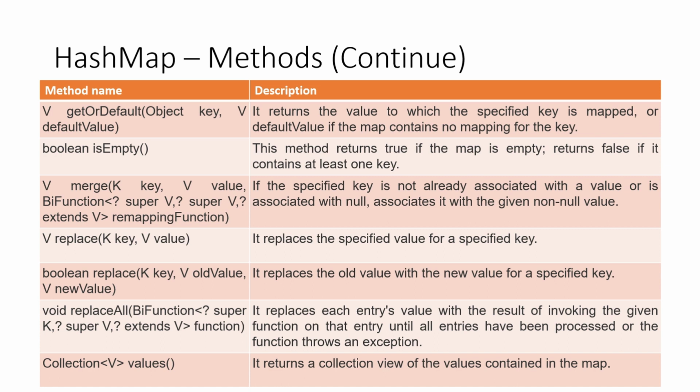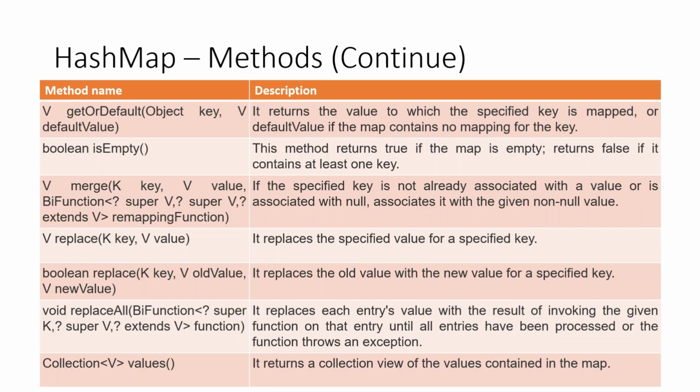Replace, so it will replace the value for a specified key, and here it will replace the old value with a new value. At the time of replace it will check the old value as well and then only it will replace it with a new value. And replace all will iterate the map and replace all the elements based on some logic or some function provided, and values will return all the values present in the map.